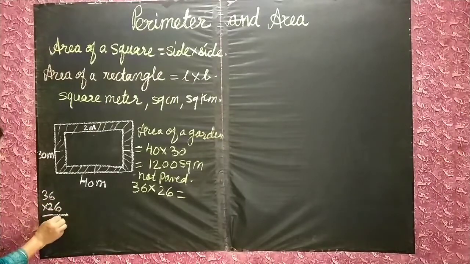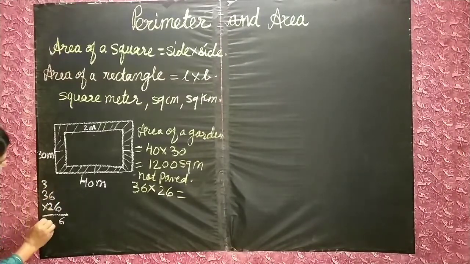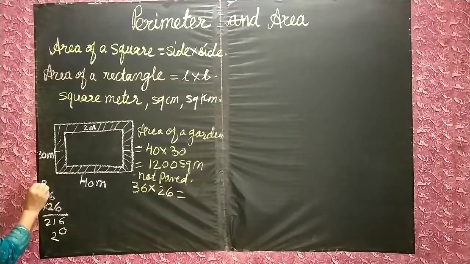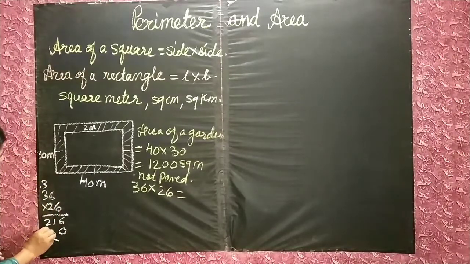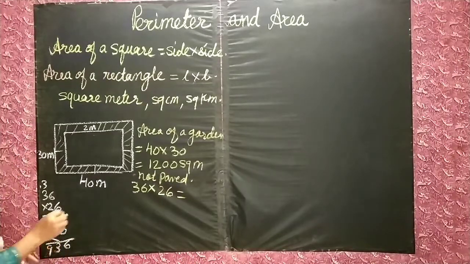6 6s are 36. 6 3s are 18, 18 and 3 carry makes 21. 2 6s are 12, 1 carry, 3 2s are 6 and 1, 7. So the answer is 936.